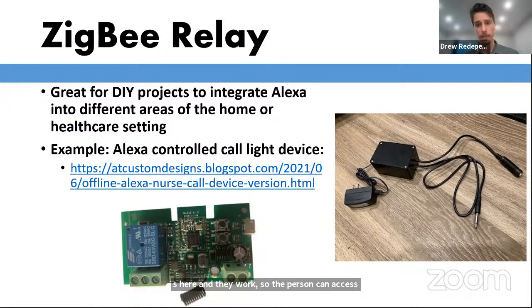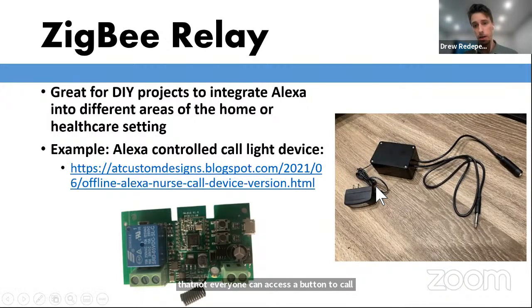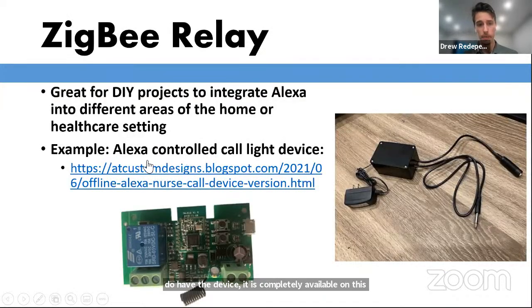One problem with that is that not everyone can access a button to call the nurse, especially if they're mobility limited. So this device here allows someone to control their call light system by voice, so they can call the nurse by voice. I do have the designs for this device, and it's completely available on this site here. So if you follow this link, it'll take you to the designs for how to make your own call light system using Alexa and this ZigBee Relay.